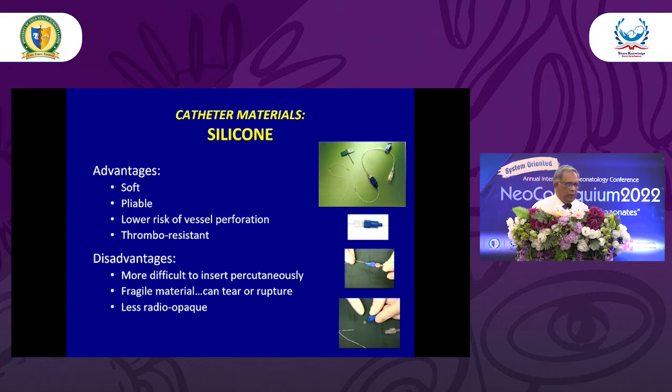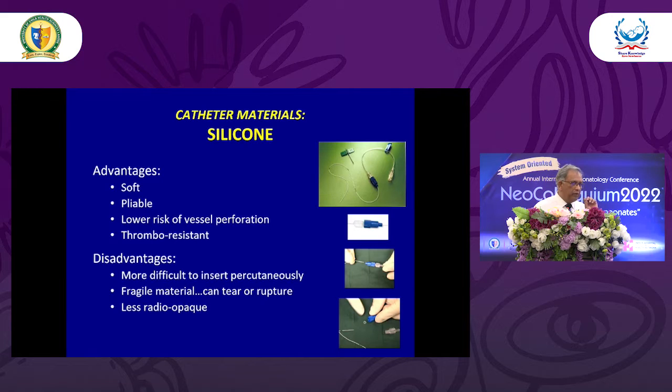Okay. Let me introduce some of the materials in which this long line is available. It is available in either silicone or polyurethane. The advantages of silicone are it's very soft and pliable, and it has a lower risk of perforation, and the chances of becoming clogged with thrombi are less as compared to polyurethane. But the disadvantage is it is a little bit more difficult to insert as compared to polyurethane.